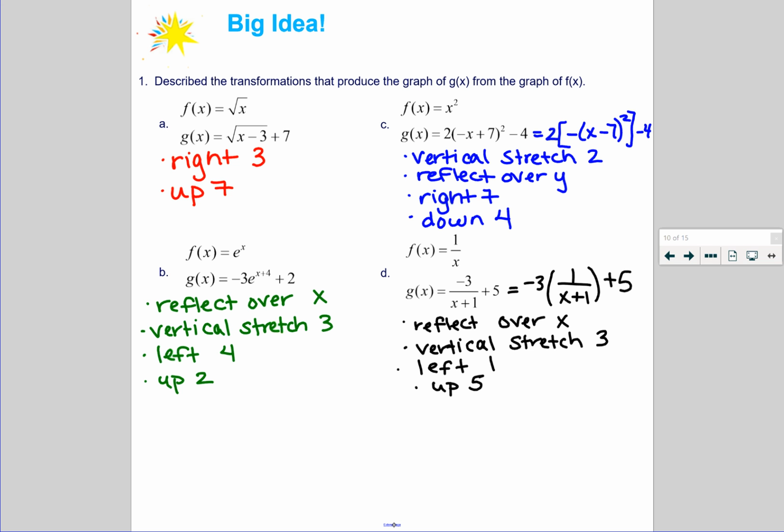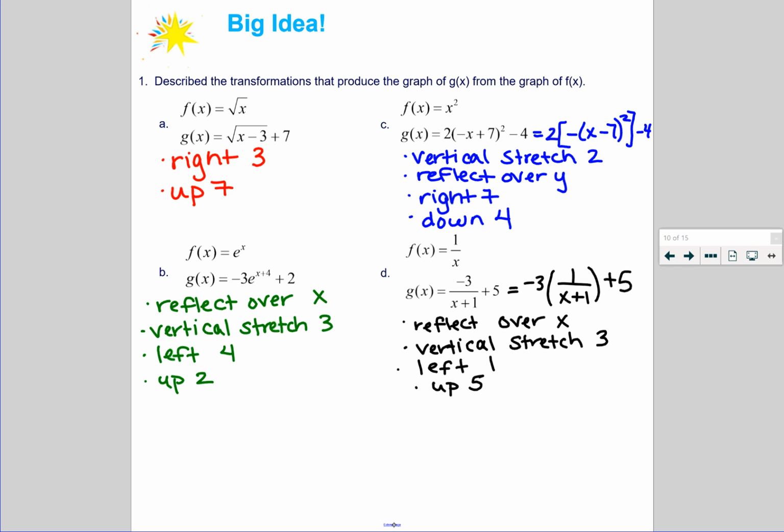So I rewrote it kind of like we did in that last chapter. You guys remember the U and V problem we did? Instead of 3 over x, we talked about it's 3 times 1 over x. You can think about the reciprocal functions like that. So that negative 3, I just took outside of it, out of the fraction. And then I think it's a little easier to see that you have reflection over the x-axis, vertical stretch, and anything in a denominator in a reciprocal function is considered inside the function. So that would be a left 1 and an up 5.